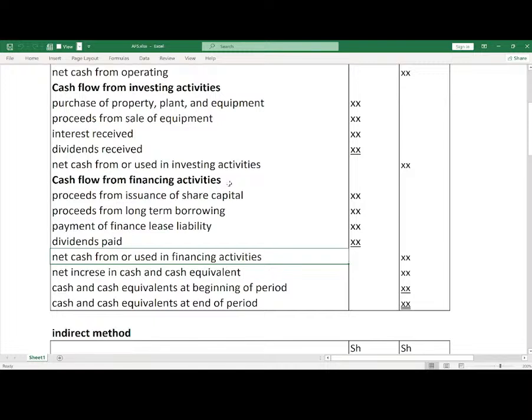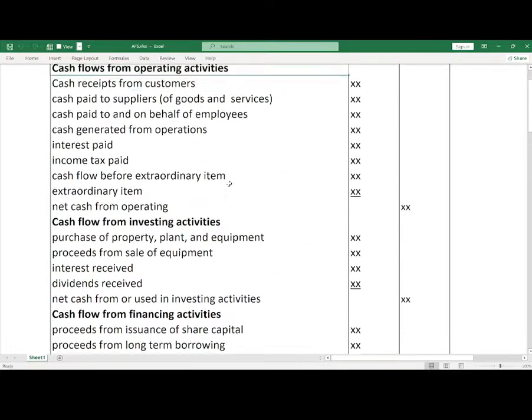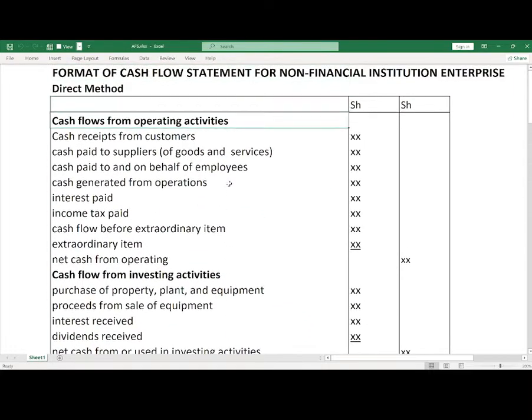From there, we can now get the total net increase or decrease in cash and cash equivalents. And also you have to bring down the cash and cash equivalents at the beginning of the period, so that we get the cash and cash equivalents at the end of the period. So this is an example of the direct method, whereby we are now using the cash receipts and the cash payments, as you can see.